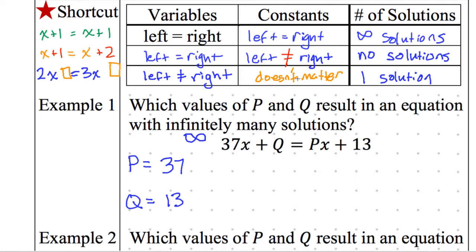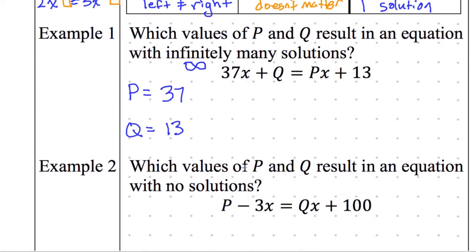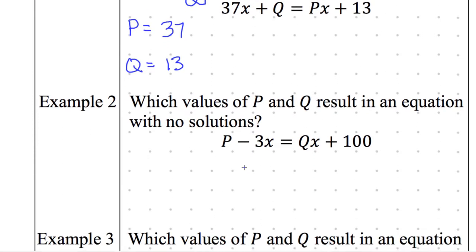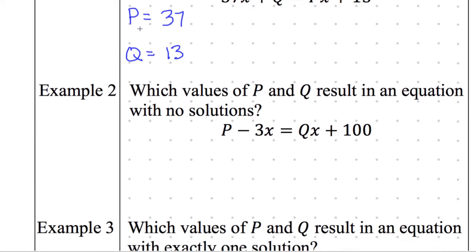All right. Are there any questions on example 1 before we go to example 2? I'm going to give you fewer hints, and I'm just going to ask for P and Q, and you are going to have to get it. No questions? All right, we're going to the next one. Example 2. Which values of P and Q result in an equation with no solutions?